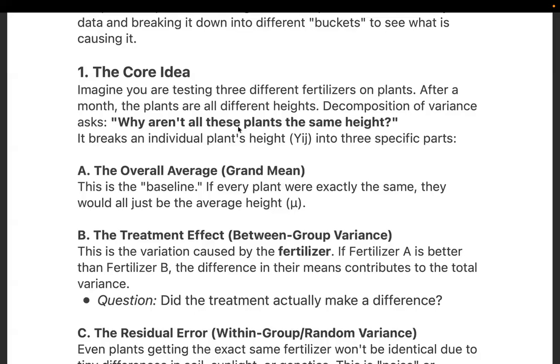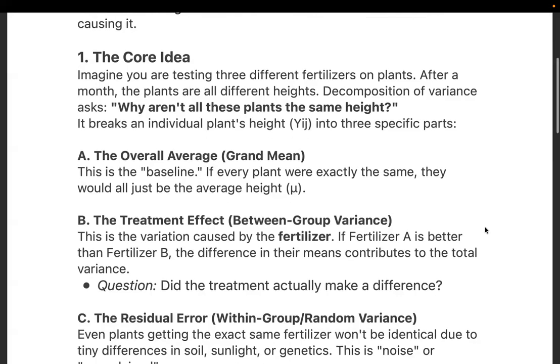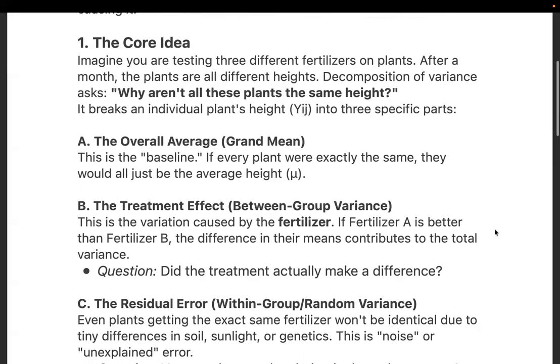If they were all the same height, then they all should have been the grand mean. If every plant were exactly the same, they would all be the average height. Let's call it mu. So that is our baseline. Mu is our baseline.